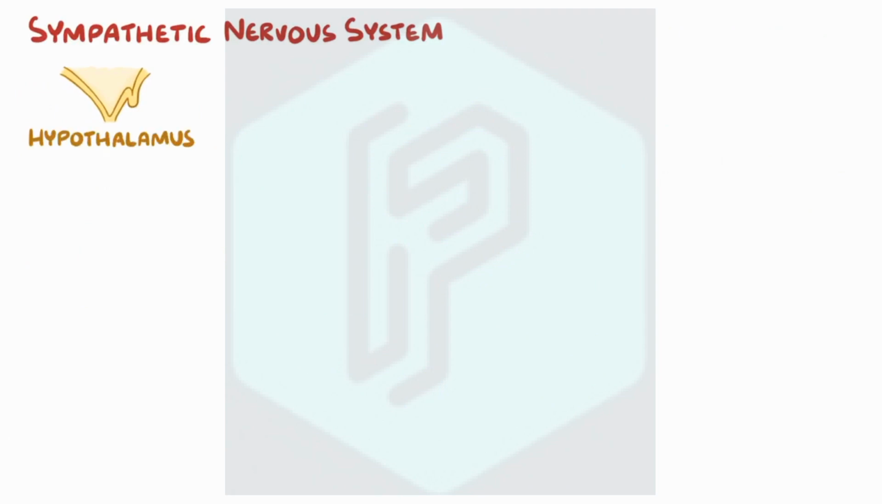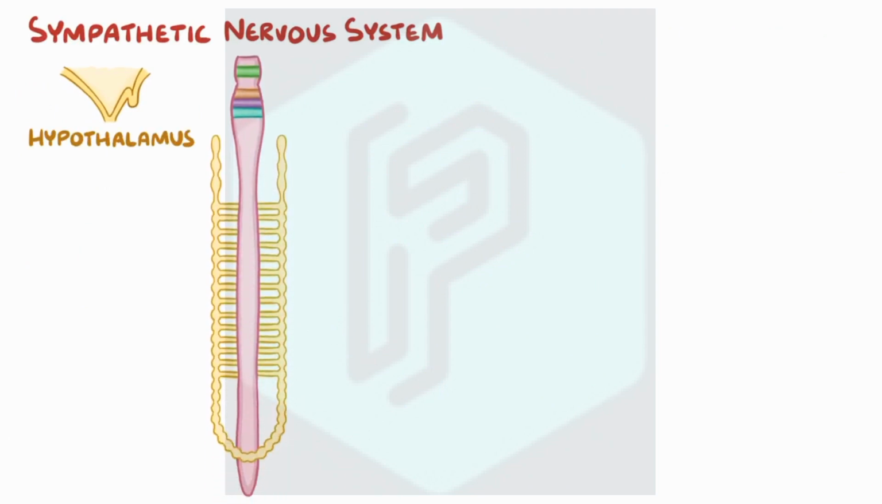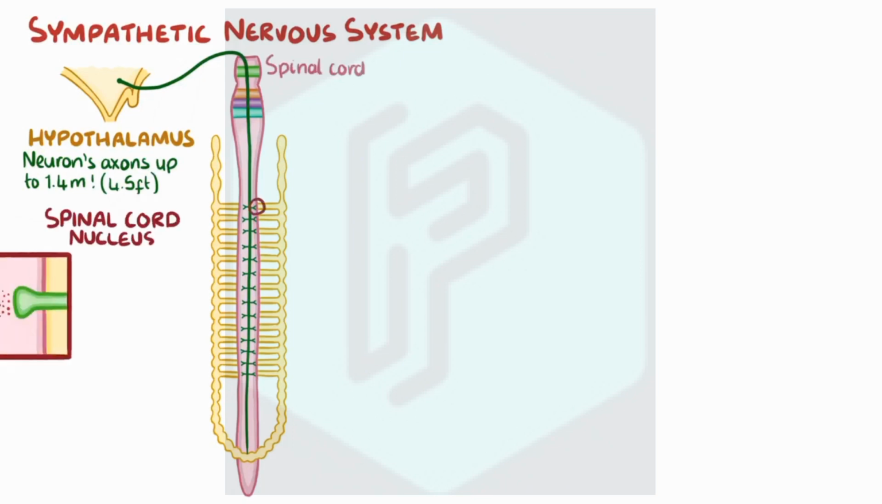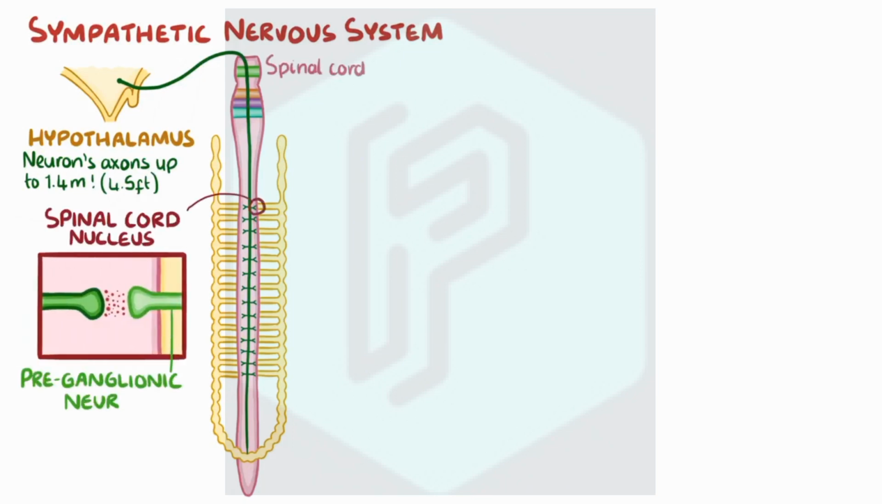In this video, we're just going to focus on the sympathetic nervous system. So, signals for the autonomic nervous system start in the hypothalamus, which is located at the base of the brain. Hypothalamic neurons have really long axons, up to 1.4 meters or 4.5 feet, and they carry signals all the way down to the spinal cord nuclei, where they synapse with preganglionic neuron cell bodies. The sympathetic spinal cord nuclei start at the first thoracic vertebrae, or T1, and run all the way down to the second segment of the lumbar spinal cord, or L2.